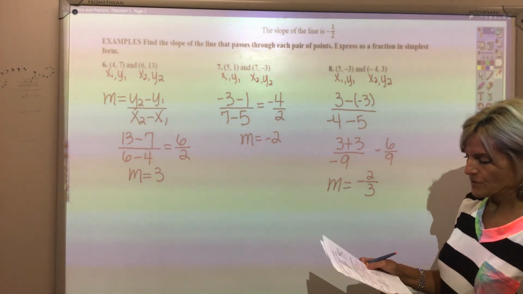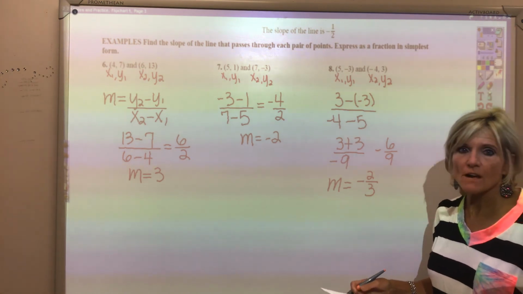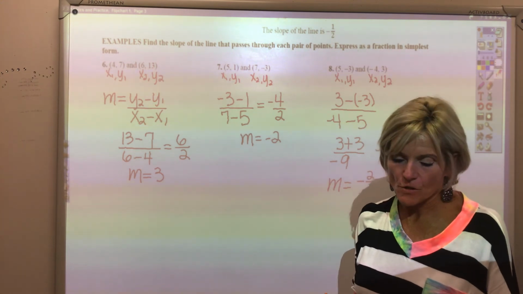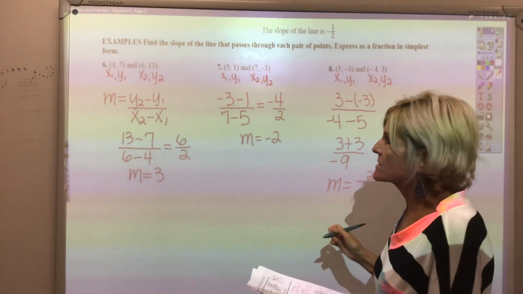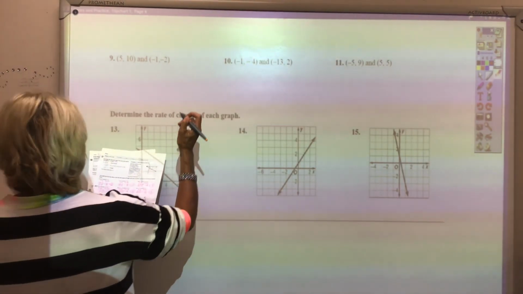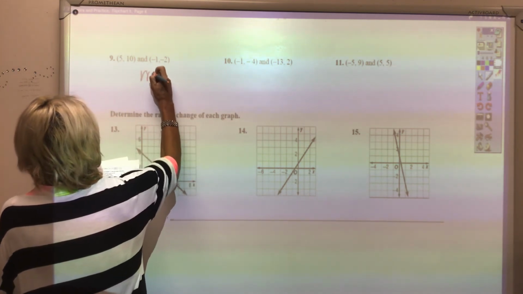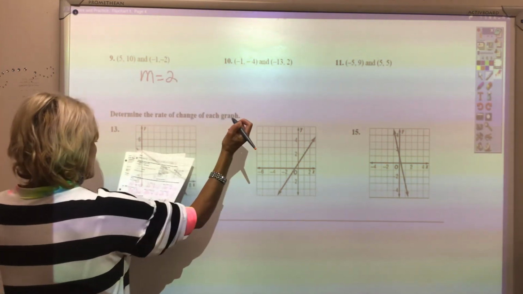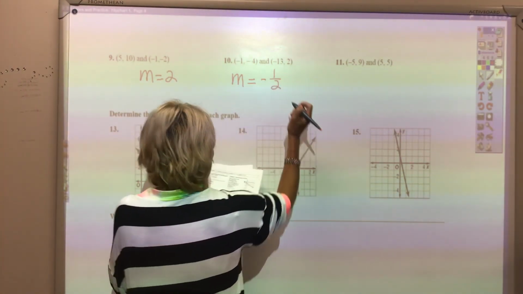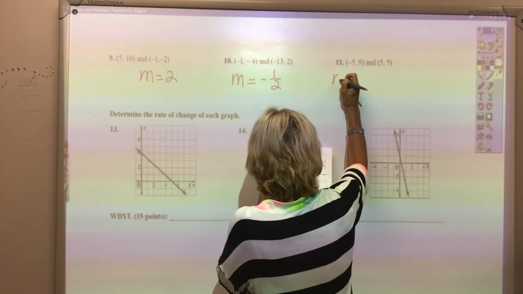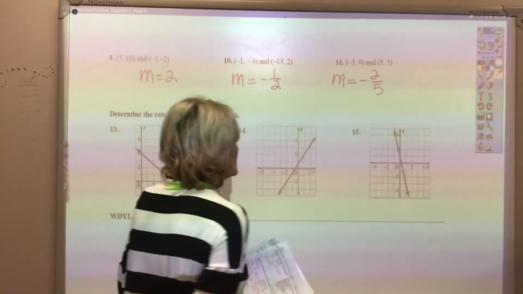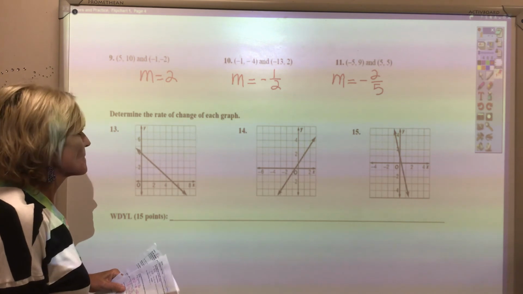I'll give you the other answers for 9, 10, and 11 in case you want to try those, but I won't count those off on your notes when you turn them in if you don't try those. But let me just give you the answers just in case you want extra practice. 9, m is 2. 10, m is negative 1/2. And 11, m is negative 2/5.